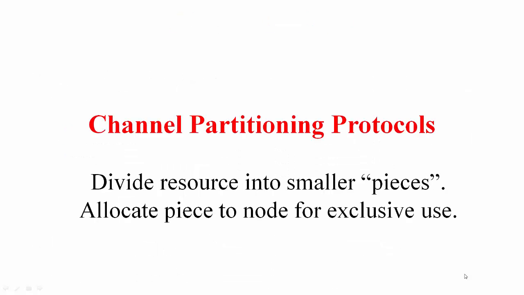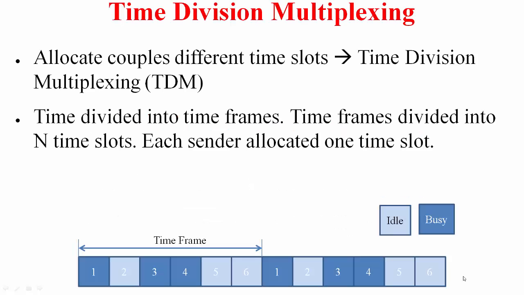So many of the media access control protocols can be categorized into 3 broad groups. This is the first such group, which is called channel partitioning protocols. In these protocols, what you do is you divide the resource into smaller pieces and allocate a piece to a node for exclusive use. So going with the human analogy, you allocate couples different time slots. For example, couple 1 can talk from 0 to 1 minute, and couple 2 can talk from 1 to 2 minutes, so on and so forth.